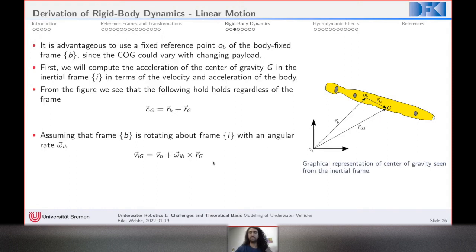So basically, if the center of gravity is exactly, or if we choose O_B to be the center of gravity, then this term will disappear. So now let's decompose this relation in the body frame.